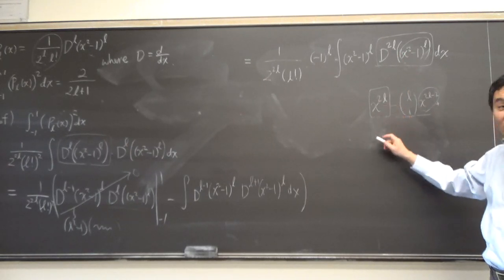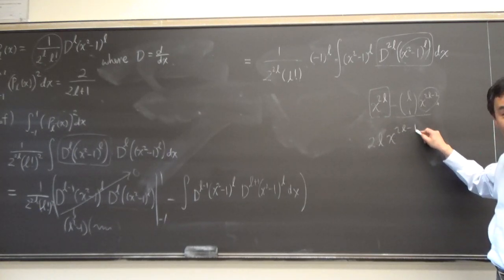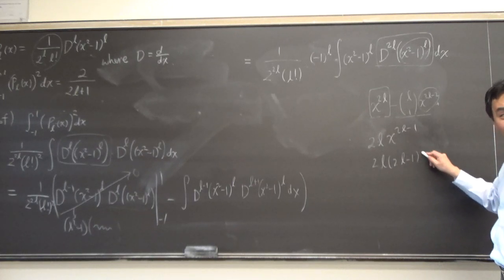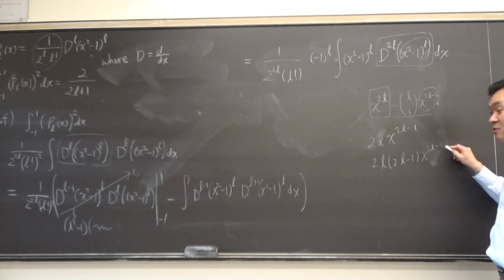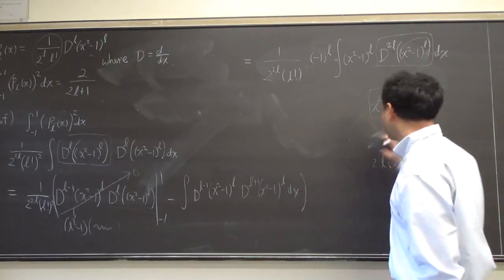No. When you differentiate, what do you get? 2l x to the 2l minus 1. Differentiate again, it's 2l times 2l minus 1, x to the 2l minus 2. So keep doing that, eventually you get 2l factorial. Okay.